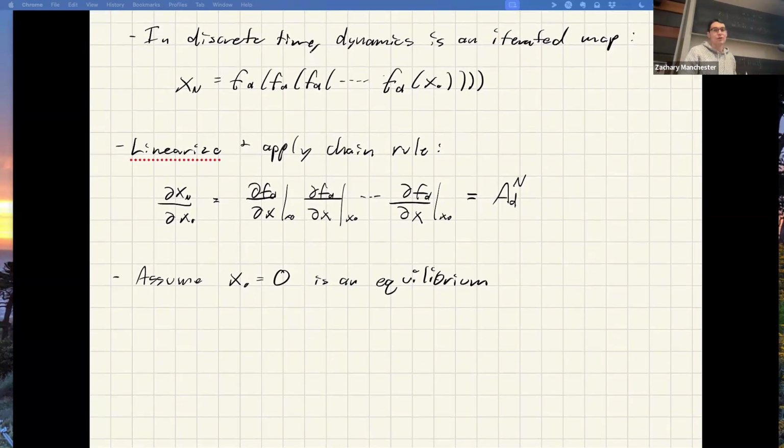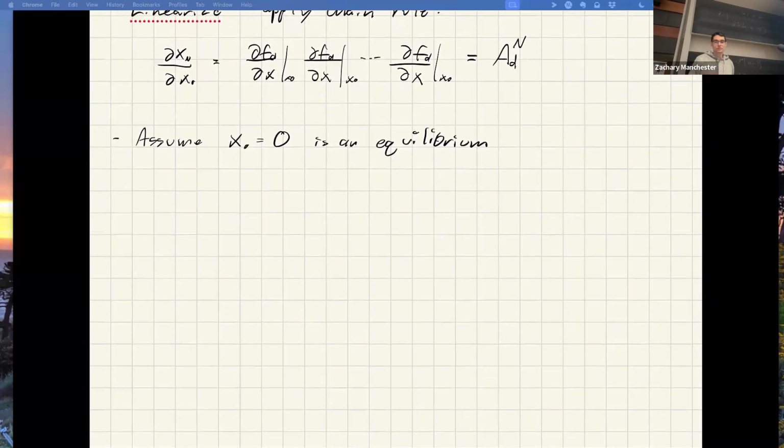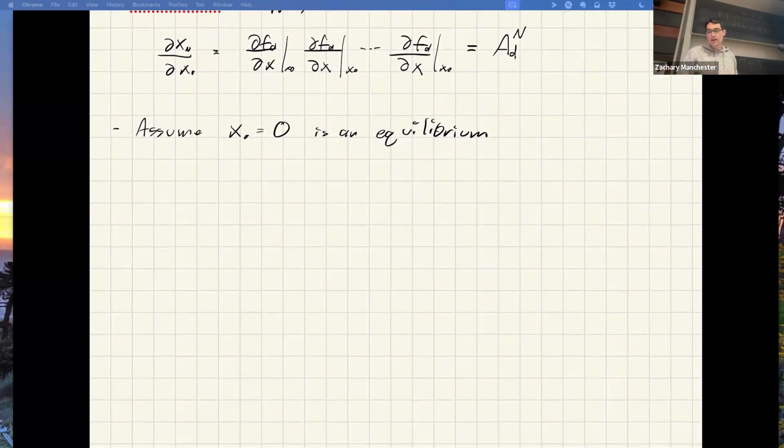Cool. Okay, so now thinking a little bit about eigenvalues and stuff like that. Can anyone tell me what has to be true about that A matrix for this thing to be stable, i.e. to not blow up?